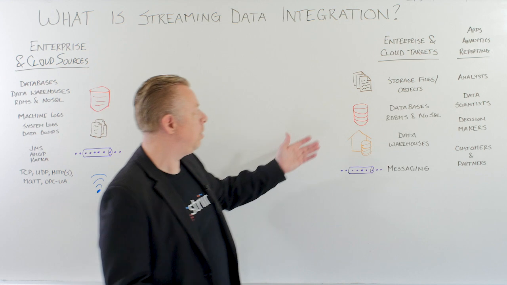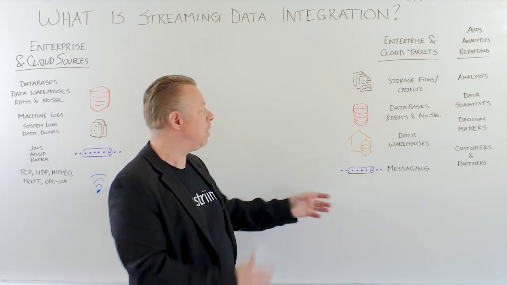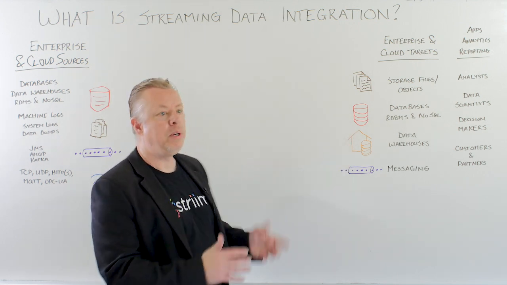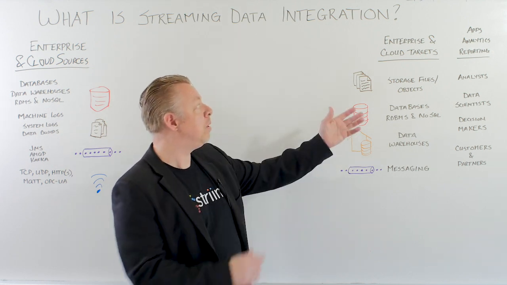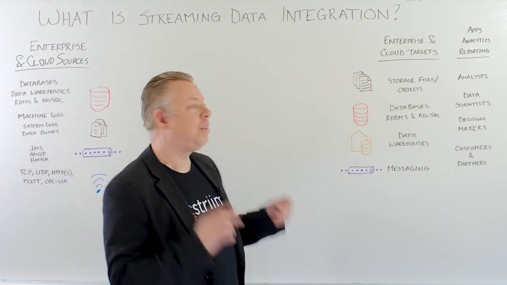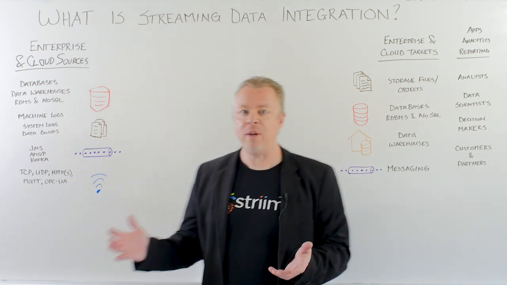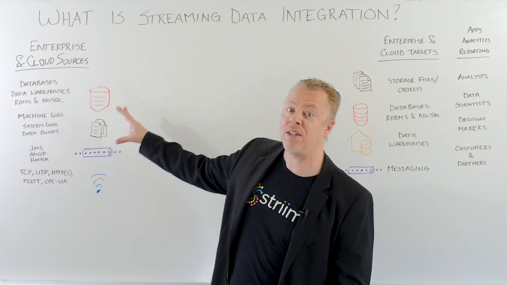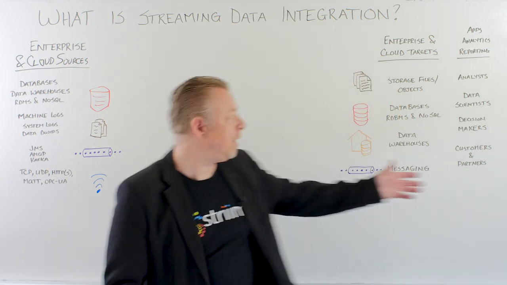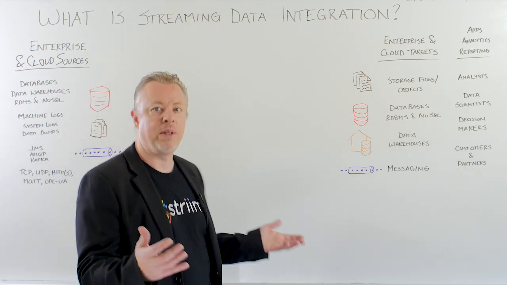So you want to move it to other places. Maybe you want to put it into cloud storage or other types of storage. Maybe you want to put it into different databases or different data warehouses. Maybe you want to put it onto messaging systems so that you can build applications, analytics, reporting, so that analysts, data scientists, decision makers, and your customers can get value out of it. So streaming integration is about being able to collect the data in real time from the systems that are generating it and to put it into the place that it needs to be so you can get value out of it. So what are the components of streaming integration?